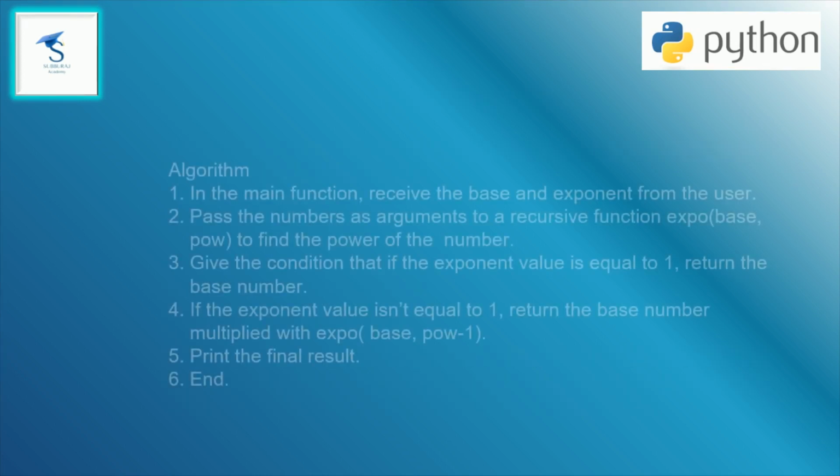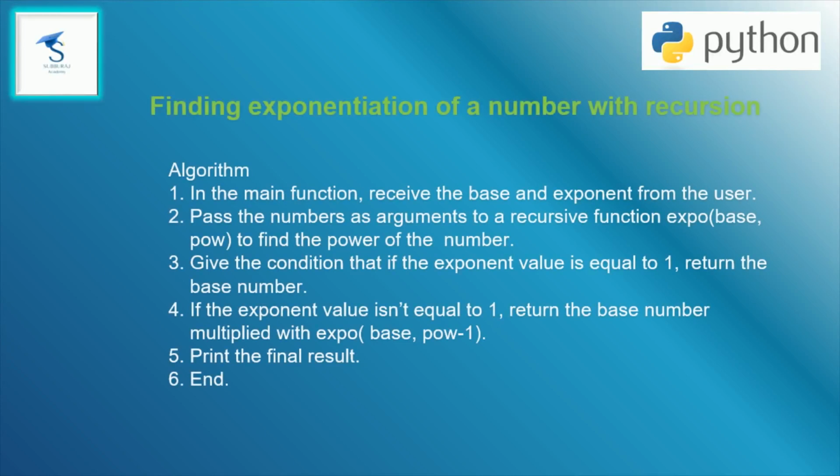In mathematics, the exponential value of a number is equal to the number being multiplied by itself for a given number of times. The number to be multiplied by itself is called the base, and the number of times it is to be multiplied is the exponent. Python allows users to calculate the exponential value of a number in several ways. 1. Using asterisk operator. 2. Using built-in function pow. 3. Recursively as per the algorithm given here.